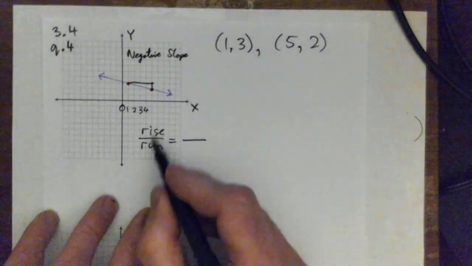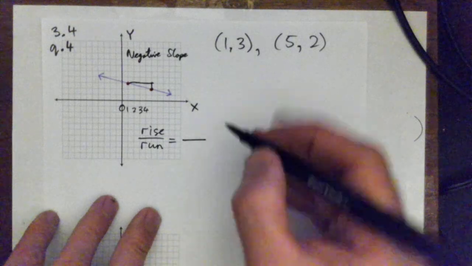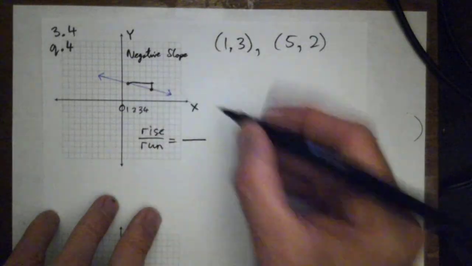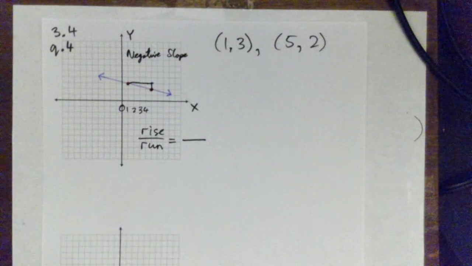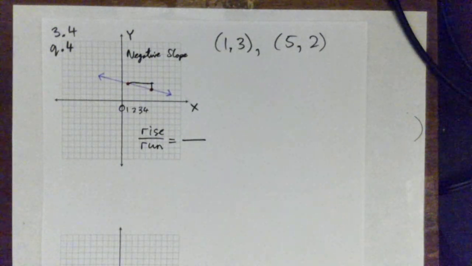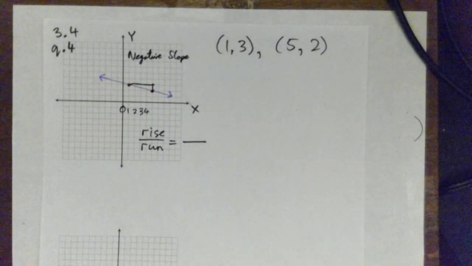So fill out your rise over run fraction. Write it down. What's your rise? What's your run? When you go from this point to this point, how far did you run? How far did you rise? Just write it down. Take your time. We give you 30 seconds. What's the rise over the run if I go from this point to this point? Take your time.